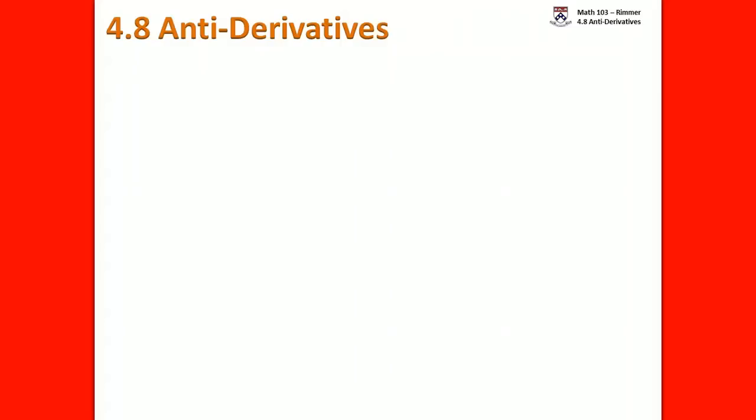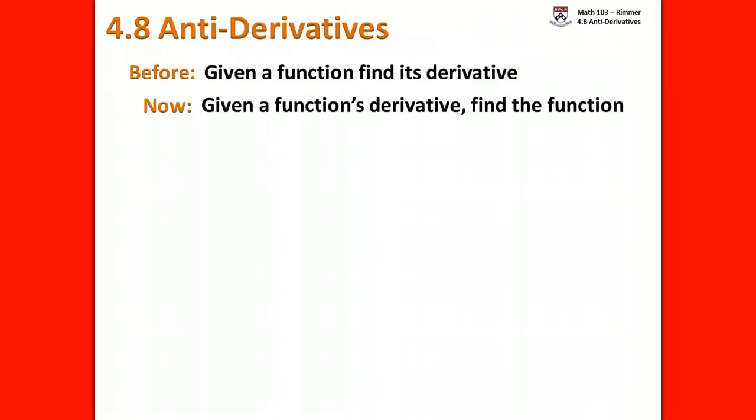So we'll start off simple with just polynomials. Since taking polynomial derivatives is rather simple, then taking polynomial antiderivatives should be rather simple. And then we'll get to more difficult antiderivatives. So before we were given a function trying to find its derivative, now we're given a derivative, we're trying to find the function.